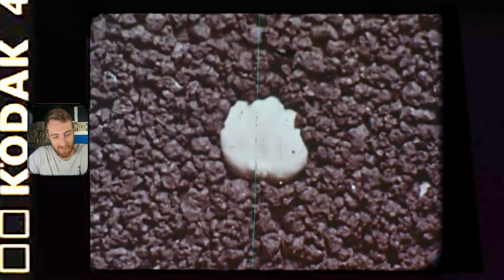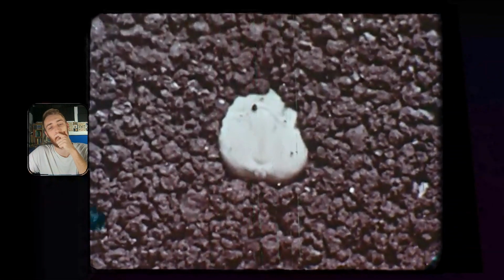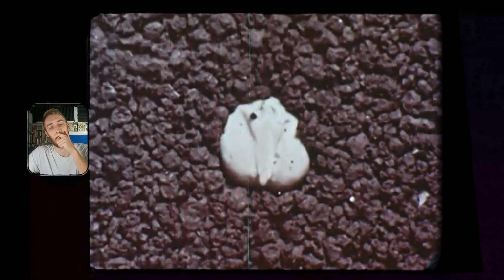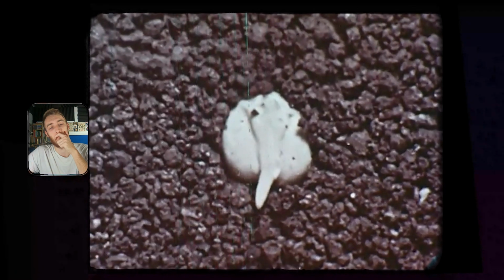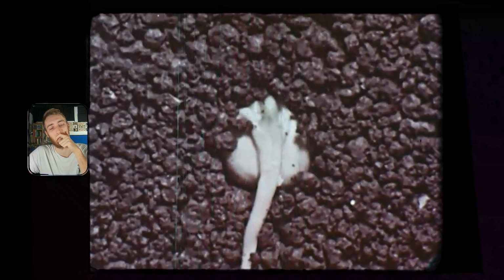Oh, okay, there it goes. It cut. The seed, containing the beginning of a new plant and a supply of food, starts germinating. The main root begins growing downward into the soil, and the stem grows upward.